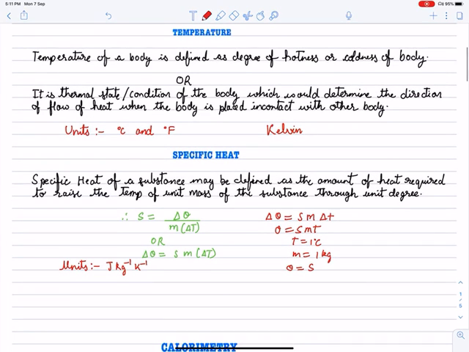And the units we will define: it is joule per kg per Kelvin. You can calculate the unit also from the formula. Q is measured in joules, mass is measured in kg, temperature is measured in Kelvin, so it will become joule per kg per Kelvin. It is very easy to calculate the units if you know the formula.